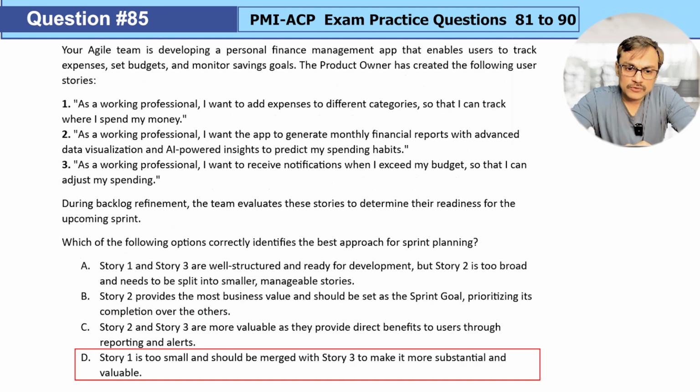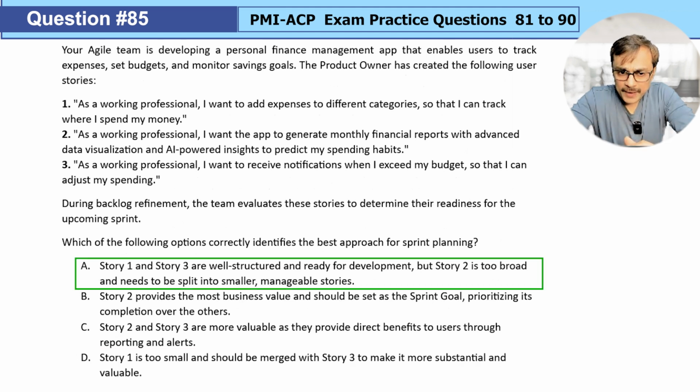Option D, story 1 is too small and should be merged with story 3 to make it more substantial and valuable. Usually you want to split the stories, you don't want to merge them. So I think D is not that relevant. So if we go back, option A looks good. Story 1 and 3 are well structured and ready for development, and story 2 is too big and needs further splitting into smaller stories before we plan them in the sprint. So option A in this particular case.